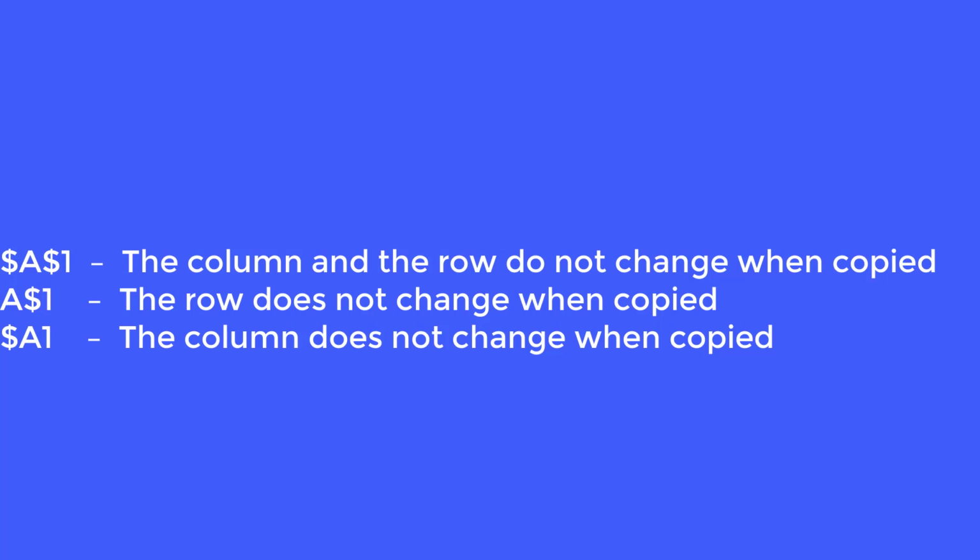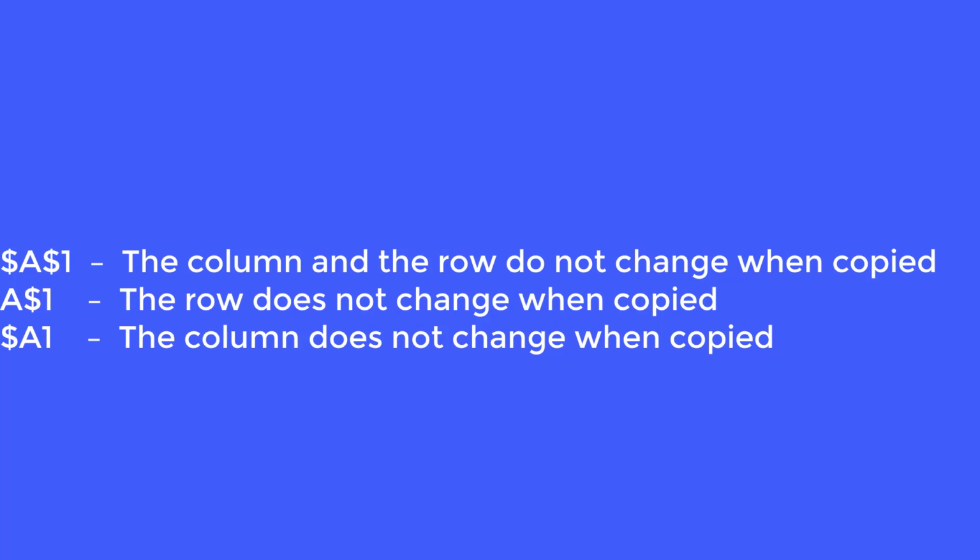Take, for example, the things we have on screen. We have $A$1. It means the column and the row do not change when you copy the formula. The next one, A$1, means the row does not change when you copy the formula. In this case, the row is 1, of course. And then the last one, $A1, means the column does not change when you copy the formula.